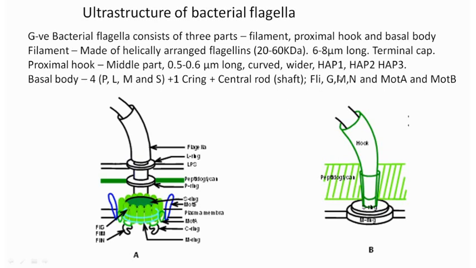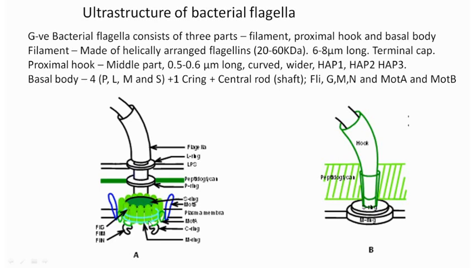Now talking about this basal body, which is the most complex structure, it comprises a central rod element, and there are four rings on this basal body. These rings are named according to their positions. Like this outer ring is called the L ring, not P ring. Here the P should come after L.